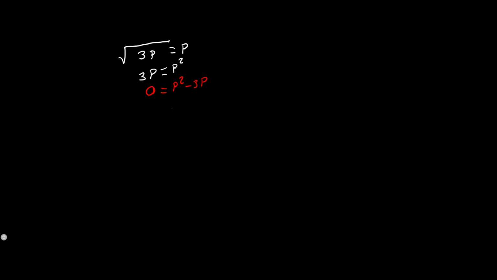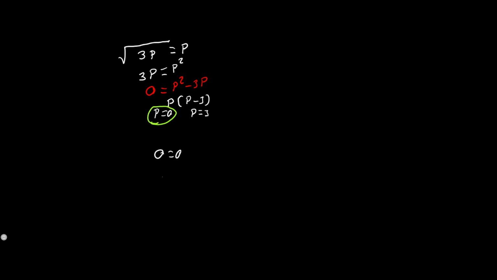So here, for our solution, we could simply just factor out a p. So we get p times p minus 3. Setting everything equal to 0, we get that p is equal to 0 and p is equal to 3. So let's go ahead and verify our solutions. We have the square root of 3p is equal to p. Let's plug in 0, which is going to give us 0 is equal to 0. So we get that 0 is a solution.